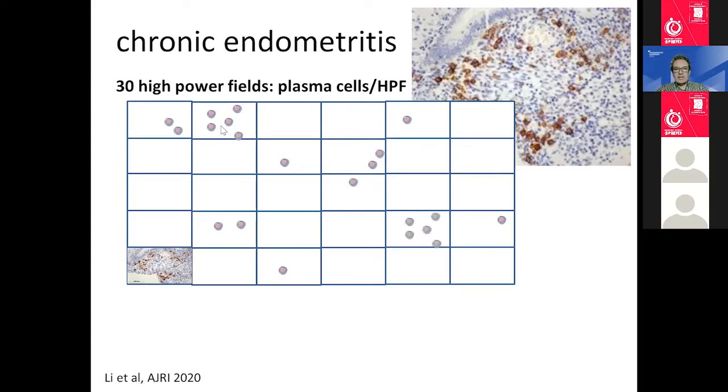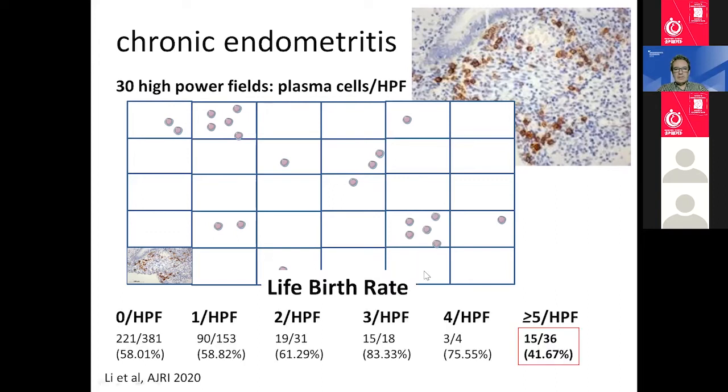And there's another one, and this was their definition. So if they found more than 5 plasma cells in one high power field, they had a reduced live birth rate. In all the others, when they found nothing, so no plasma cells, or a maximum of 1, 2, 3, or 4 in one of these 30 fields, then they had a higher live birth rate, between 58 and even 83%. But if they found more than 5 in one high power field, then the live birth rate was reduced.